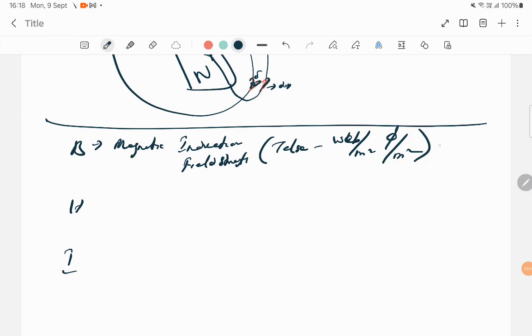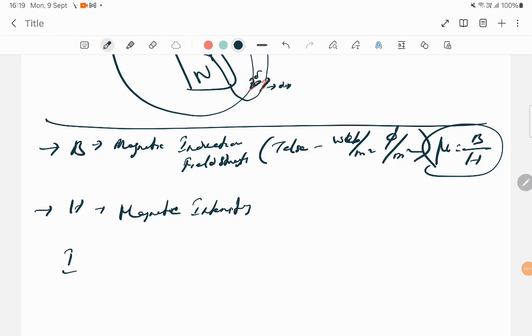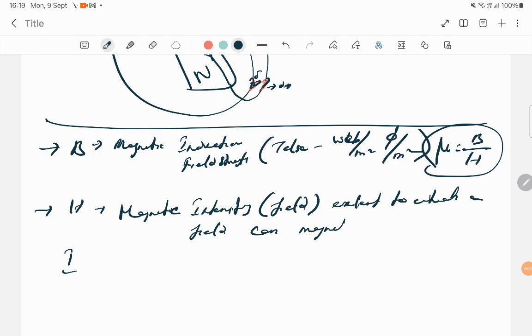Next, you should know this formula: mu is equal to B by H. Very, very important. From the first equation, the second one is known as magnetic intensity. Magnetic intensity is related to the field, the extent to which a field can magnetize a substance. It's mainly field related. The SI unit is ampere per meter.